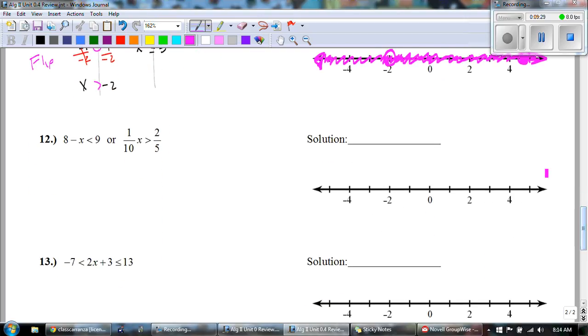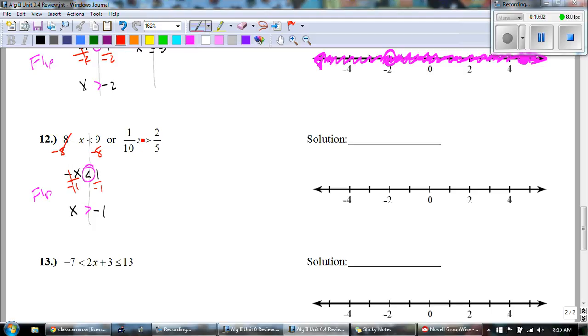All right, number 12. Looking at that first one, be careful about that negative x, okay? Don't forget about it. Because it's negative x is less than 1, because 9 minus 8 is 1. But then I have to divide by negative 1, and I get x, and I divided by, that's right, you divided by a negative, so you have to flip the sign.